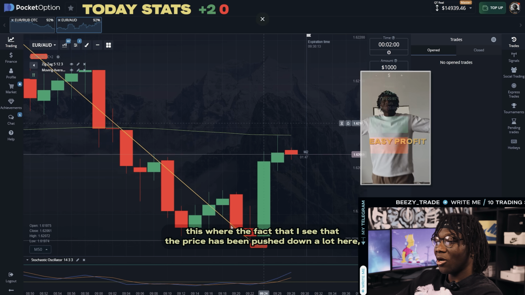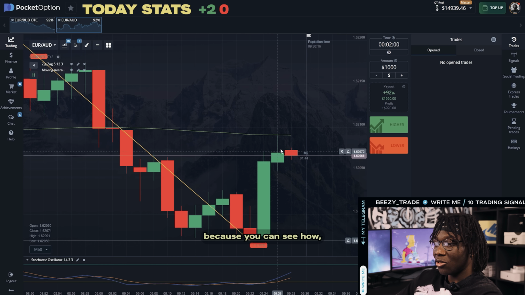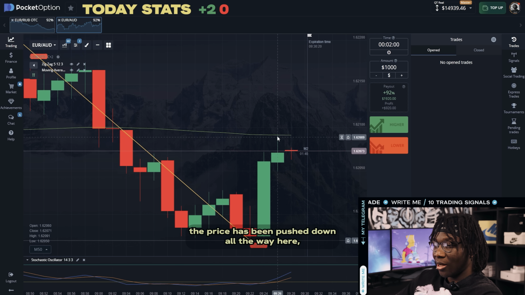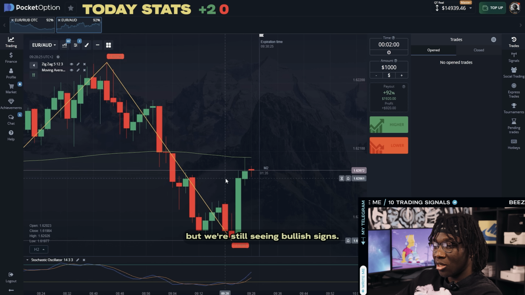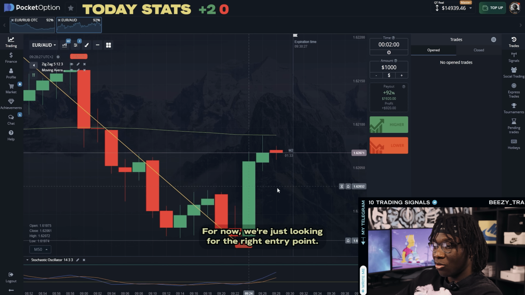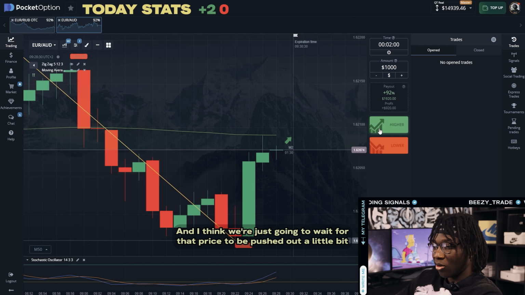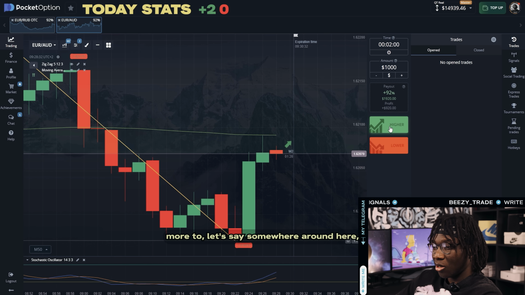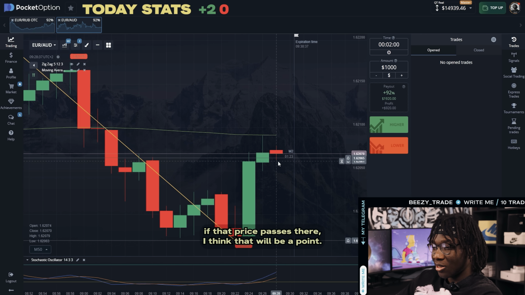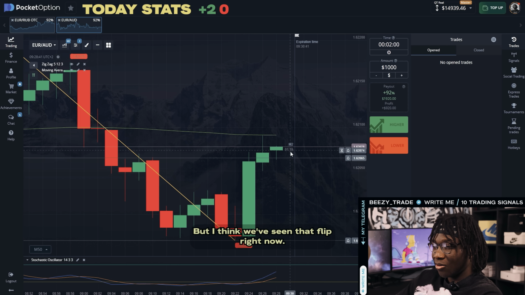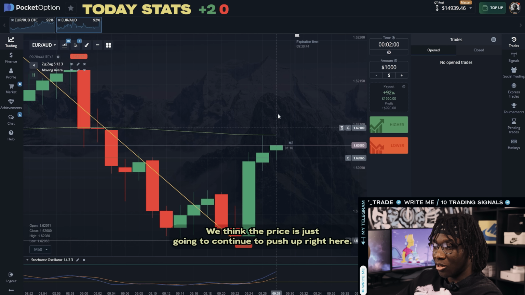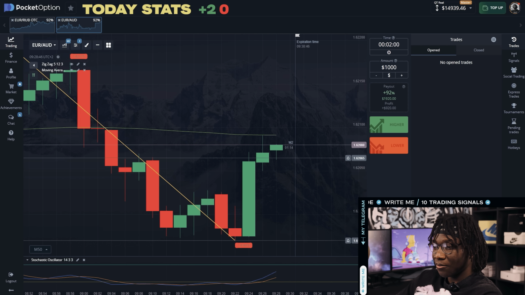Despite the fact that I see that the price has been pushed down a lot here, because you can see how the price has been pushed down all the way here, we're still seeing bullish signs. But now we're just looking for the right entry point. And I think we're just going to wait for that price to be pushed down a little bit more to, let's say, somewhere around here. If that price passes there, I think that would be a great point to enter before we see that flip. But I think we've seen that flip right now. I think the price is just going to continue to push up right here.